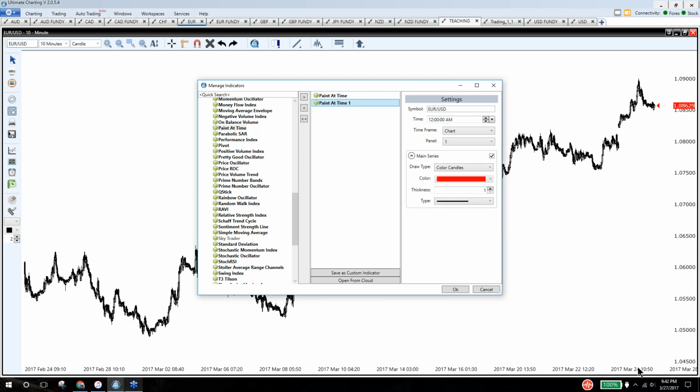Since this is set off Eastern time, I'm going to go ahead and put this at 12 p.m. noon Eastern time. All right, and I'm going to leave that line in red, but I am going to make it a vertical line. I'm going to make draw type vertical line. I'm going to leave it in red. That's going to be the stop time.